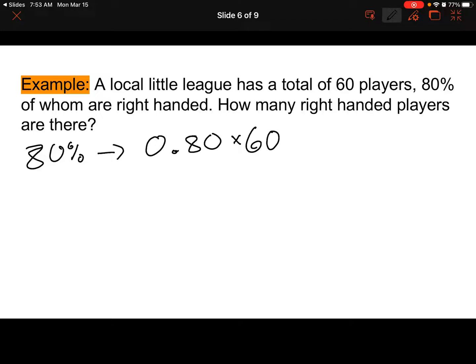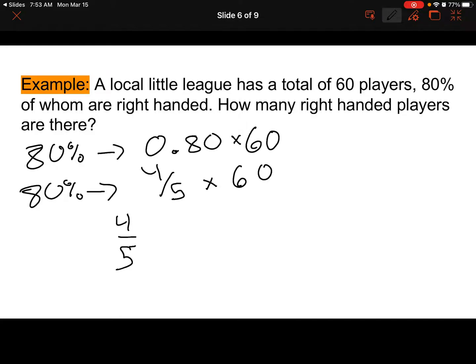All right, so I do know 80% is the same as 4/5. So 80% can also go to 4 out of 5, and we can multiply that by 60 as well. I'm going to do that instead because it's a little bit easier for me than working with a decimal. So 4/5 times 60 over 1.